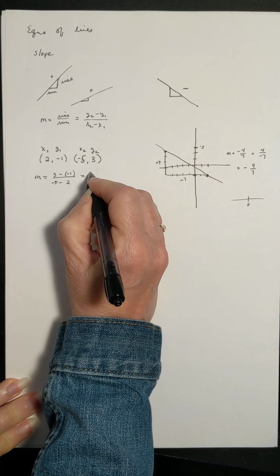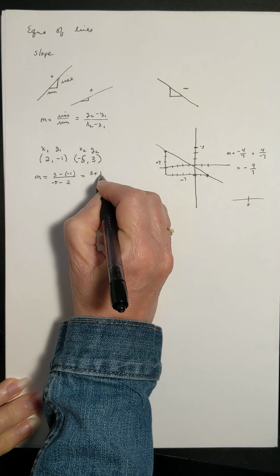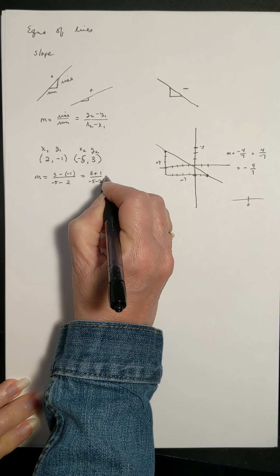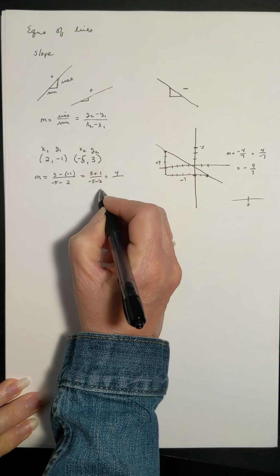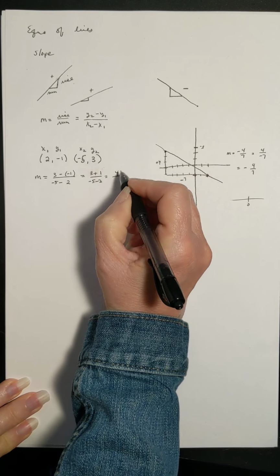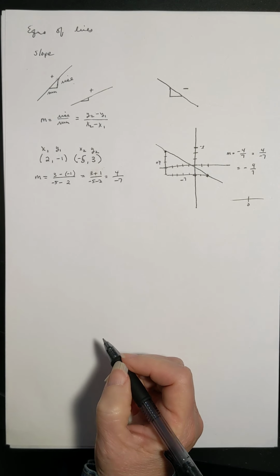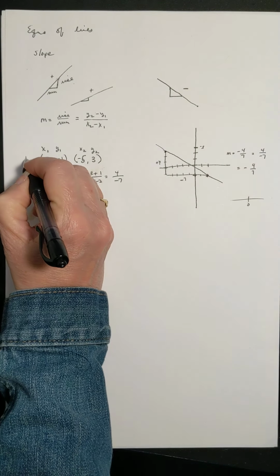Now, minus a negative is plus a positive. So this would be 3 plus 1 over negative 5 minus 2. So 3 plus 1 is 4. And then down 5, down 2 more, down 7. So it would be 4 over negative 7. Okay, so that's problem number 1.